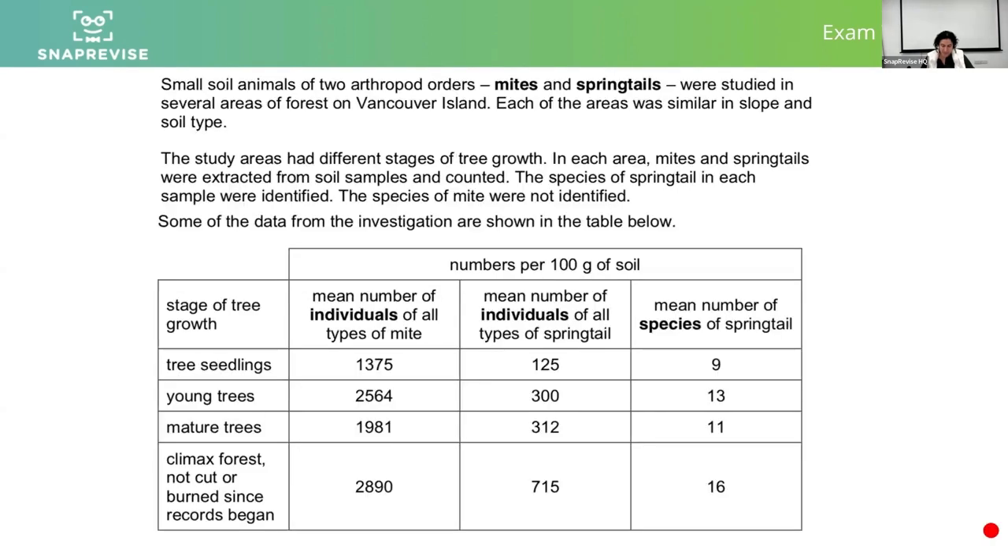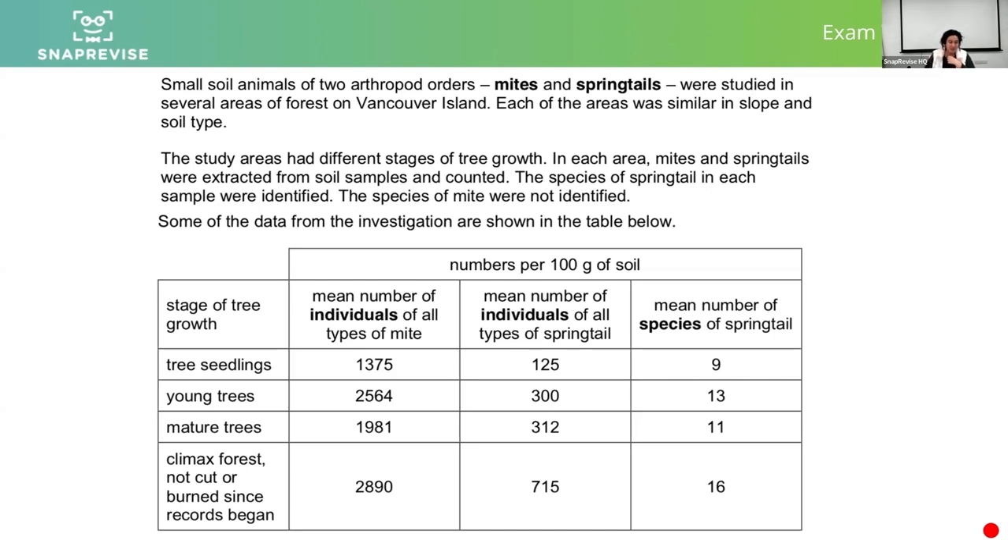So this is the table. Small soil animals of 2 arthropod orders, mites and springtails, were studied in several areas of forest in Vancouver Island. Each of these areas was similar in slope and soil type. The study areas had different stages of tree growth. In each area, mites and springtails were extracted from soil samples and counted. The species of springtail in each were identified, and some species were not identified. Some of the data from the investigation are shown in the table below.